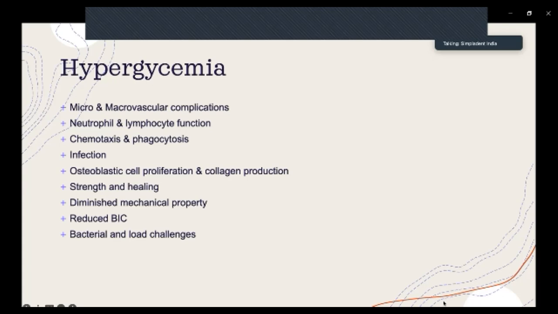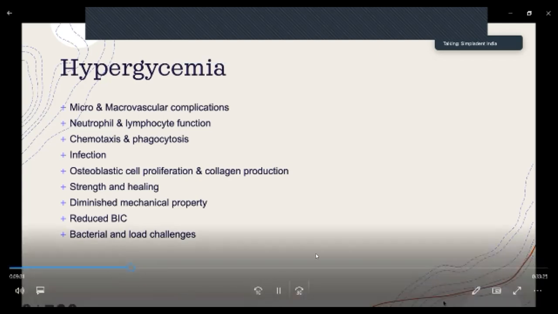Infection will be there, and osteoblastic cell proliferation and collagen production will get affected. And when that is affected, it leads to low mineralization of the bone. The strength and the healing won't be there. Very delayed healing will be there, and diminished mechanical properties. If you place an implant, bone-to-implant contact will be very low. And with all these factors, there is always a chance of secondary bacterial invasion.